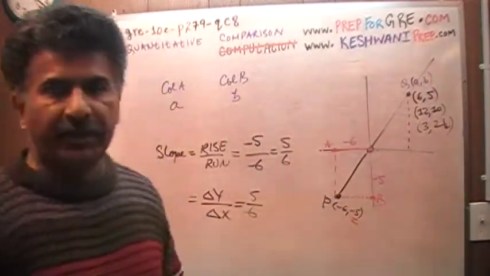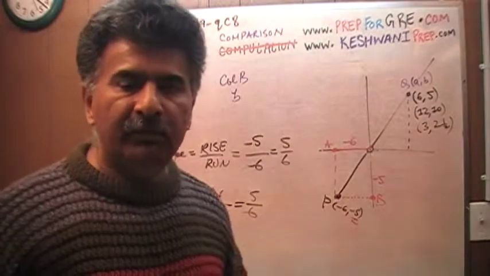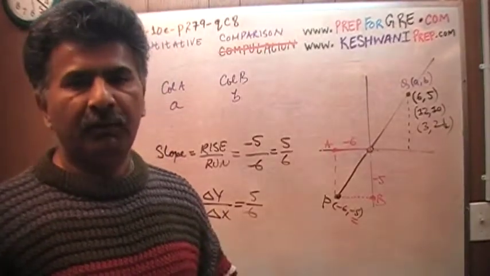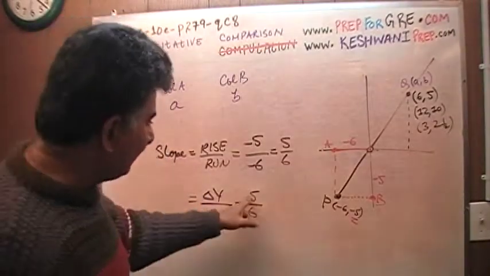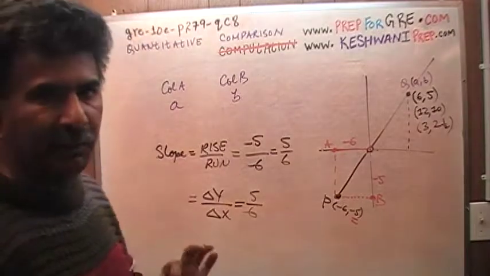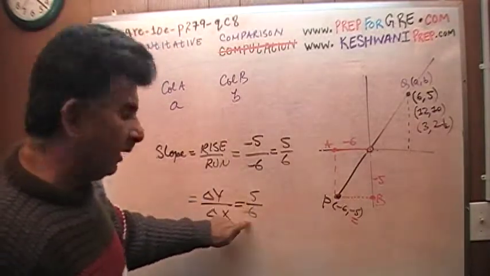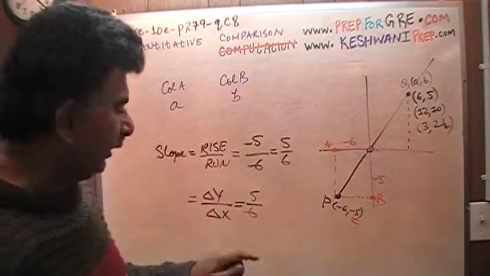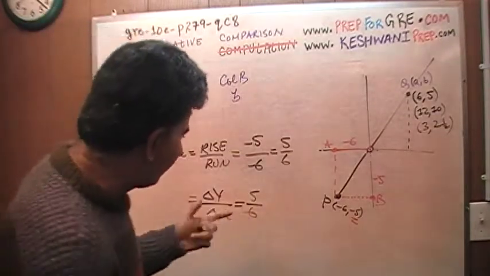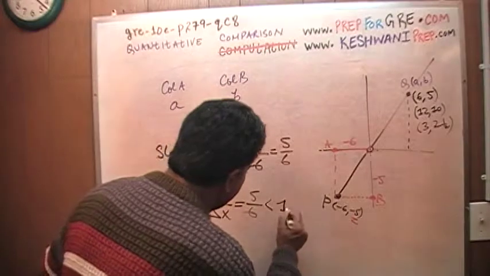The point here is that the y coordinate is always going to be less than the x coordinate because the slope is less than 1. As you can clearly see here, 5 over 6 is less than 1. If the slope is less than 1, that tells me the numerator is smaller than the denominator. Voila, that's it, end of story.